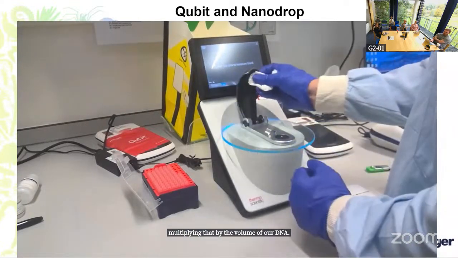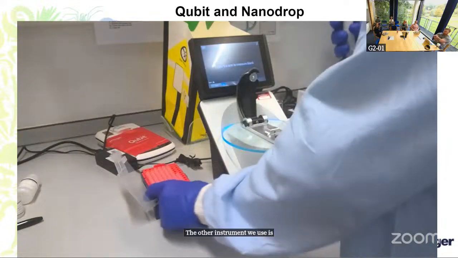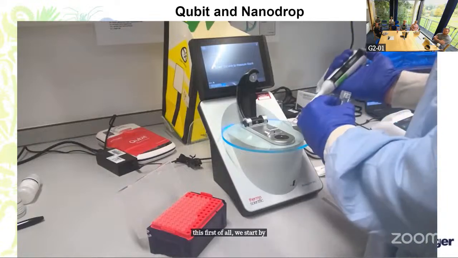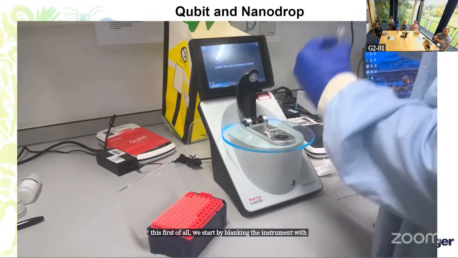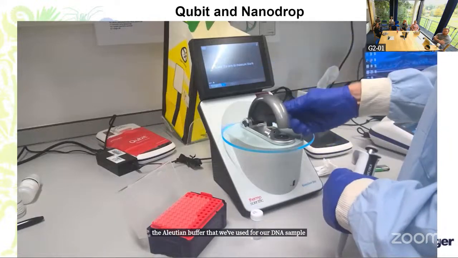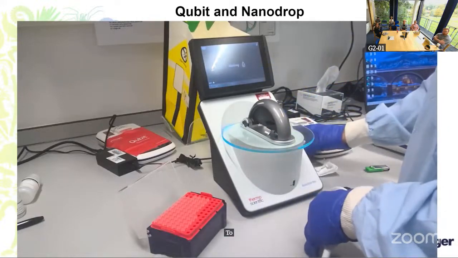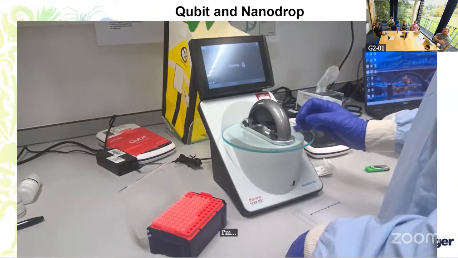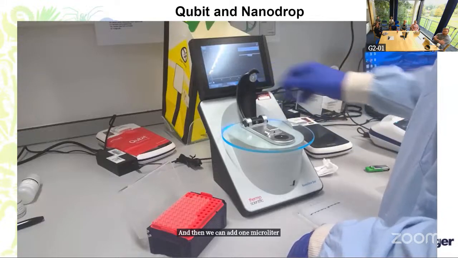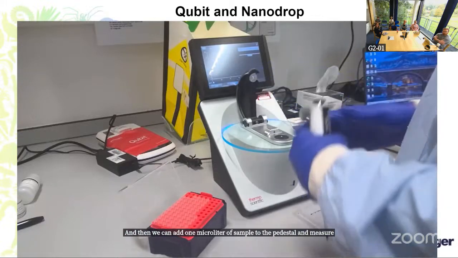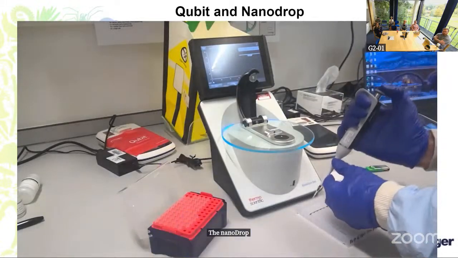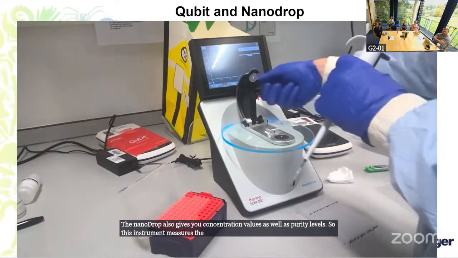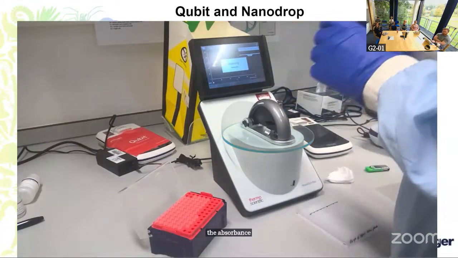The other instrument we use is the NanoDrop. First of all, we start by blanking the instrument with the elution buffer that we've used for our DNA sample to measure the baseline. And then we can add our 1 microliter of sample to the pedestal and measure. The NanoDrop also gives you concentration values as well as purity levels. So this instrument measures the absorbance level at A260.